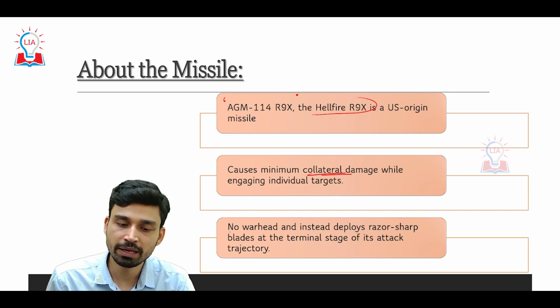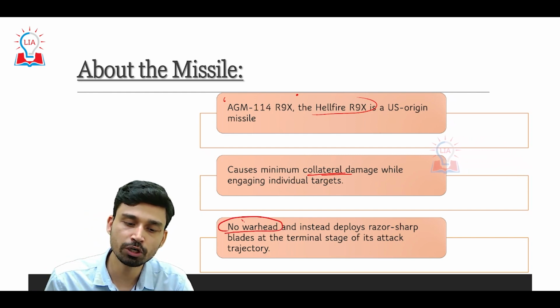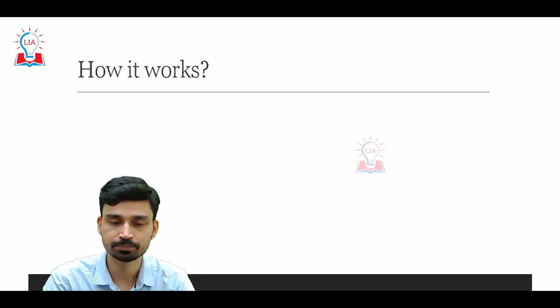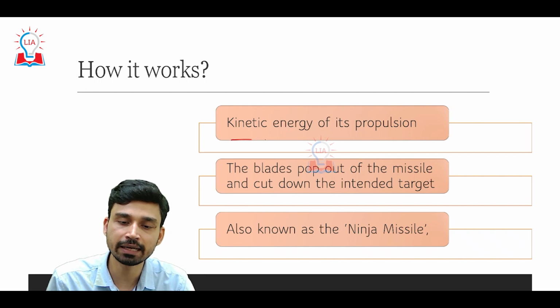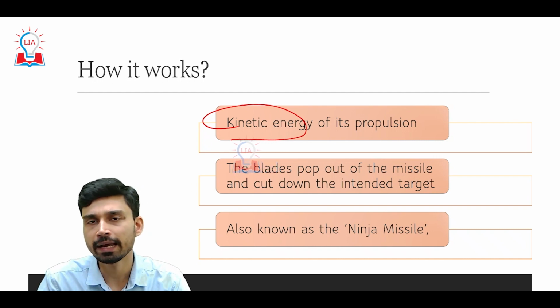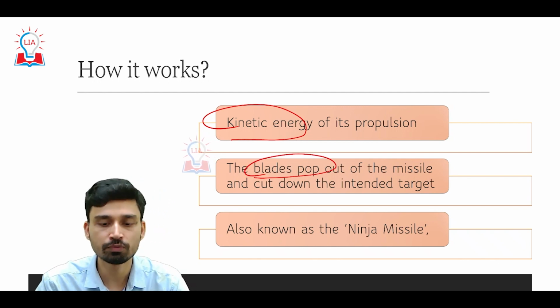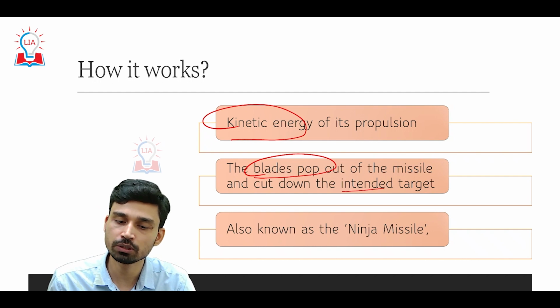The main reason the collateral damage is very low is that this missile does not use any kind of warhead, but instead deploys razor-sharp blades at the terminal stage of its attack trajectory. So how does it work? The missile uses the kinetic energy it gets from its propulsion, and once it gains sufficient momentum and reaches near the target, 6 blades pop out of the missile. These 6 very sharp blades are used to cut down the intended target.